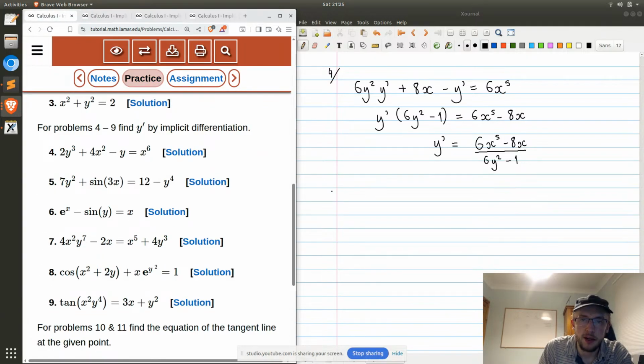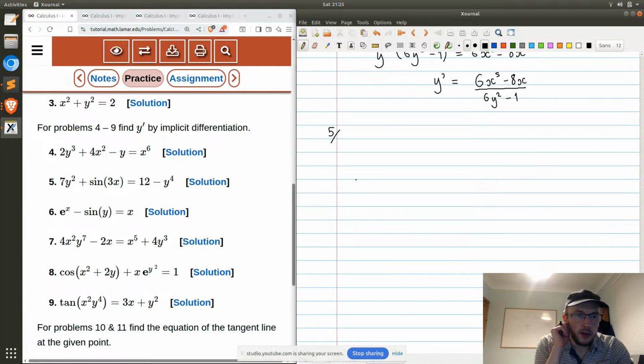Okay, problem 5. 7y squared plus sine of 3x equals 12 minus y to the 4.